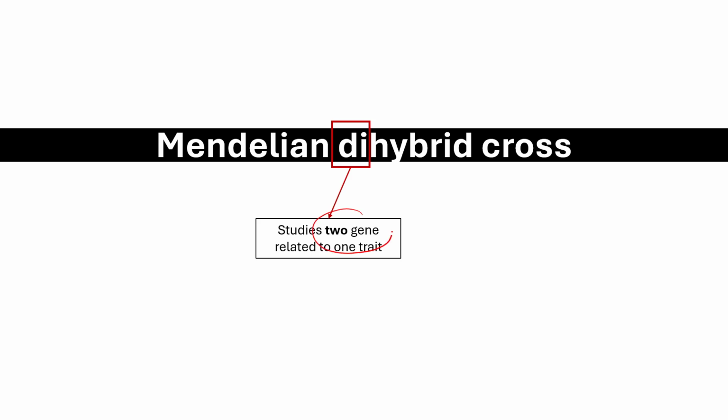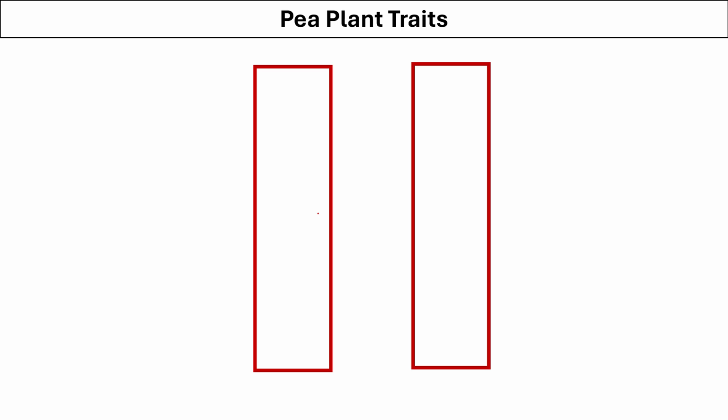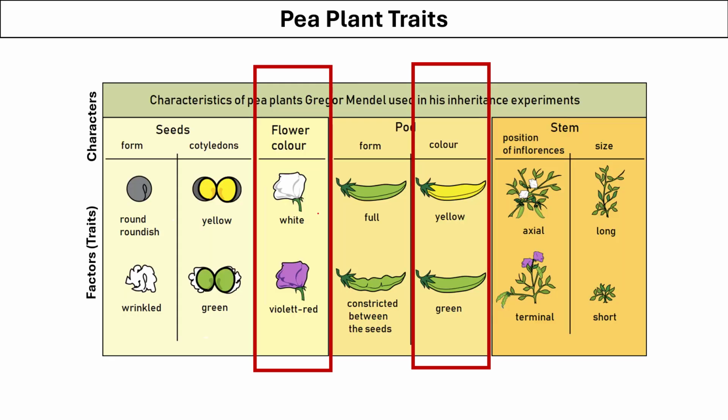But now we will study a dihybrid cross, in which we will study two genes or two characters or two traits at once. So here we are looking at two different characters. We have picked the flower color and the pod color. Why did we pick these two characters?